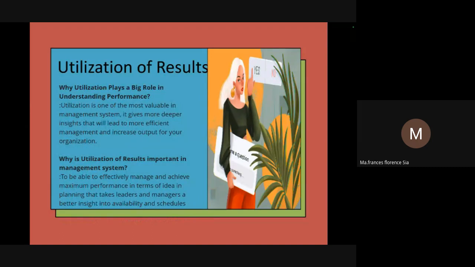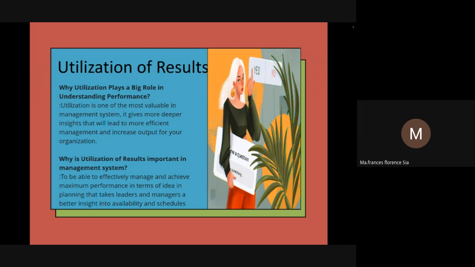So, the utilization of results. Why utilization plays a big role in understanding performance. Utilization is one of the most valuable in management system. It gives more deeper insights that will lead to more efficient management and increased output for your organization. With utilization, it is a venue where we can improve our performance, productivity, and project management delivery.